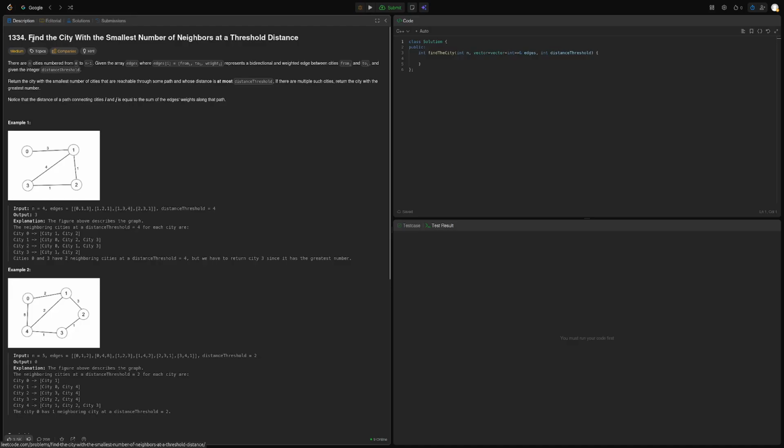So today we got a medium problem again. First time, find the city with the smallest number of neighbors at a threshold distance. So you got n cities, numbered 0 to n minus 1. We got some weighted bidirectional edges and a distance threshold. Return the city with the smallest number of cities that are reachable through some path of distance at most the threshold.